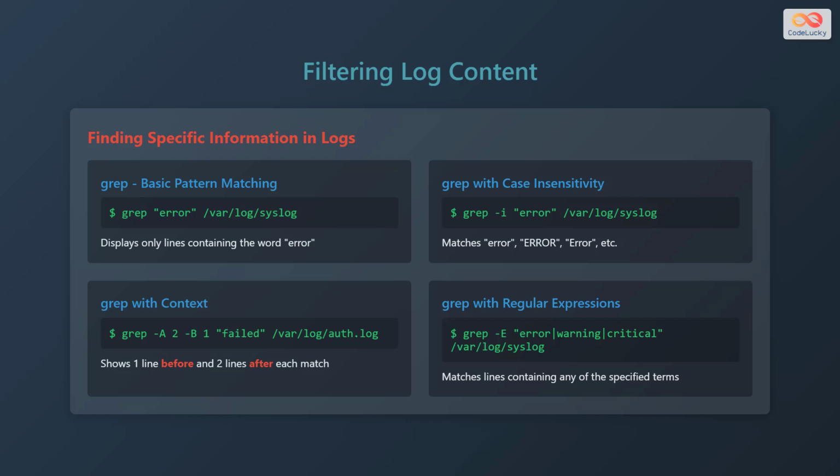The command grep -A2 -B1 failed /var/log/auth.log shows 1 line before and 2 lines after each match of the word failed. For more complex pattern matching, you can use regular expressions. The command grep -E "error|warning|critical" /var/log/syslog matches lines containing any of the terms error, warning, or critical.